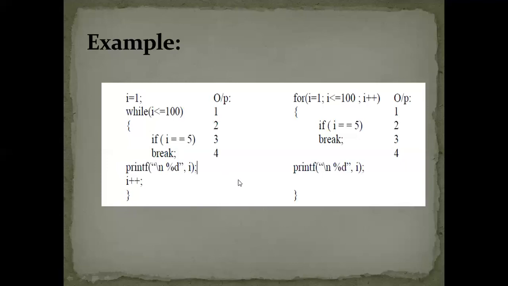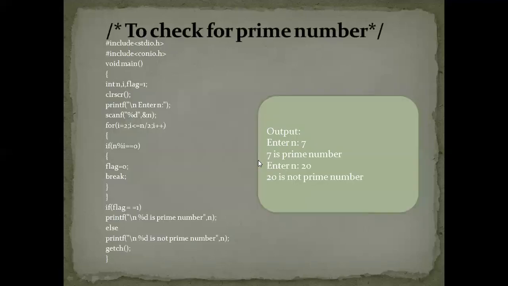Understood? Okay, fine. The similar example with respect to the for loop works the same way, you just have to analyze it. As I explained with the while loop, similarly it works with the for loop. We got the output 1 2 3 4 instead of 5, same here. Now let's move on to the next one, to check whether a number is prime or not.